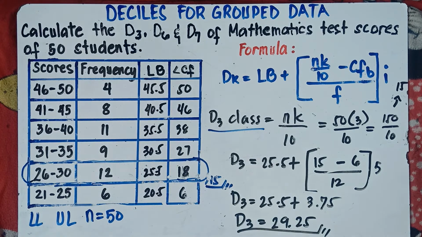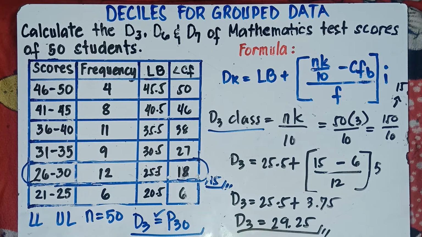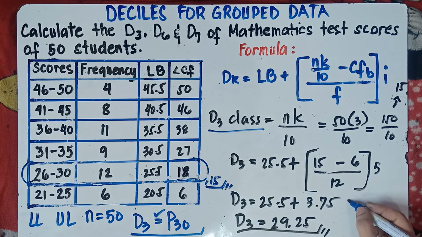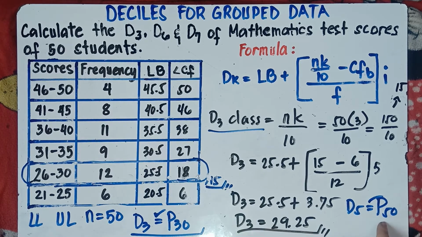Third decile is 29.25. Now, always remember this one, that third decile is equivalent to 30th percentile. So this is just the same, class. Simply multiply this 3 by 10. So that would be equal to 30th percentile. Once again, another example. If we say 5th decile, what would be the equivalent of percentile? That's correct. That would be 50th percentile. Just simply multiply this 5 by 10. Alright, so once again, third decile is equivalent to 30th percentile, 5th decile is equivalent to 50th percentile.